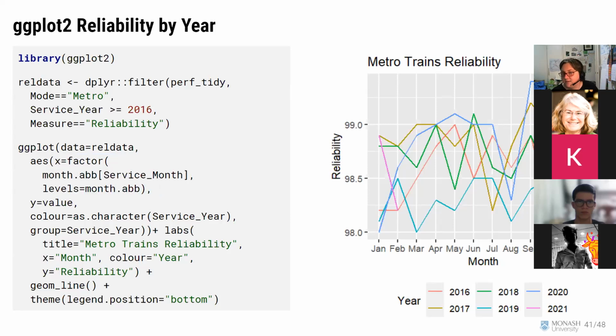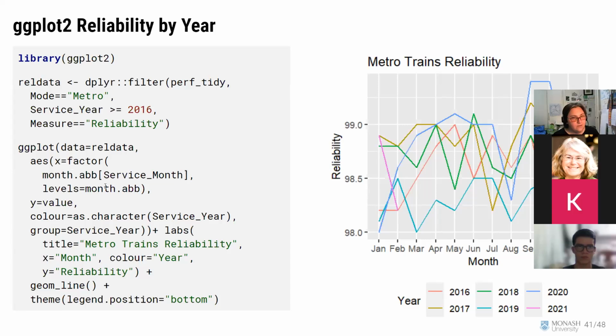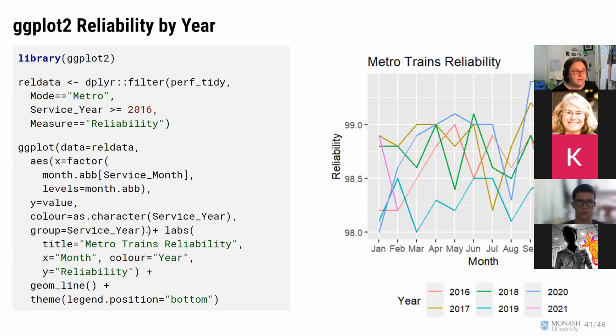Yeah, so month.abb just goes in and gets the abbreviation out of a list. There's probably a similar one for the long one, but we wouldn't have space for it. So X is our months, and Y is our value from our tidy data. We're coloring by year, and we group by year.